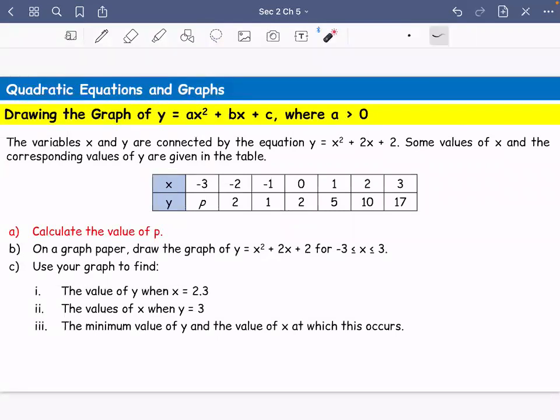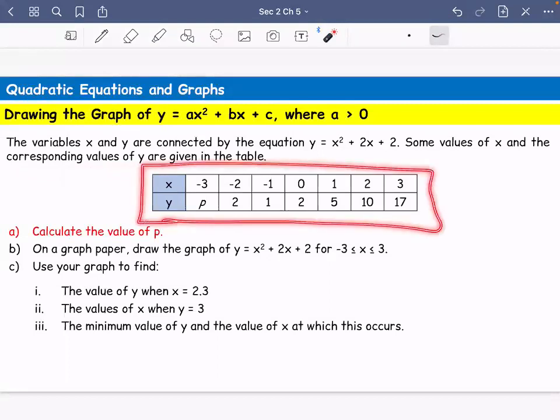Okay, so let me explain how the process works, and then I'll guide you guys through the questions. Okay, so this is our first question. The variables x and y are connected by the equation y is equal to x squared plus 2x plus 2. Some values of x and the corresponding values of y are given in the table. So you have your table, okay, this one.